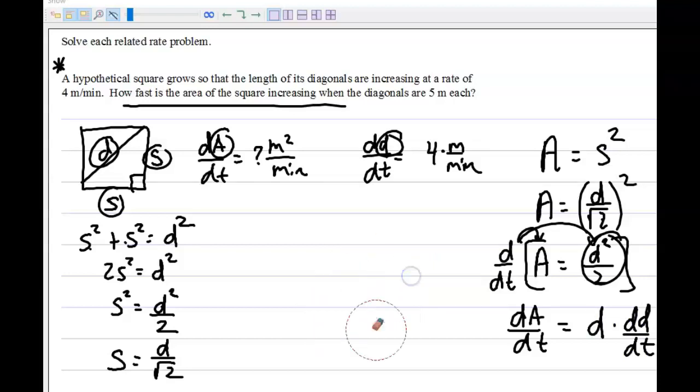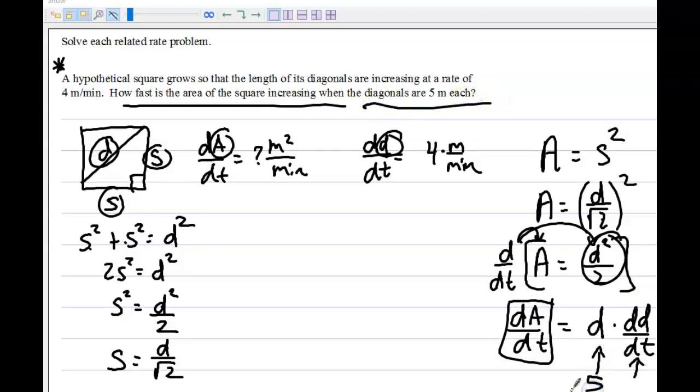All right. So now we've got that, and we're being asked to find out what is dA dt. So to get that answer, I need these two things. I need D. The diagonals are 5 meters each, so there's that. dD dt is going to be 4 meters per minute. And so as you guys can see, the answer is going to be 5 times 4, which is 20, and that's going to be in square meters per minute.